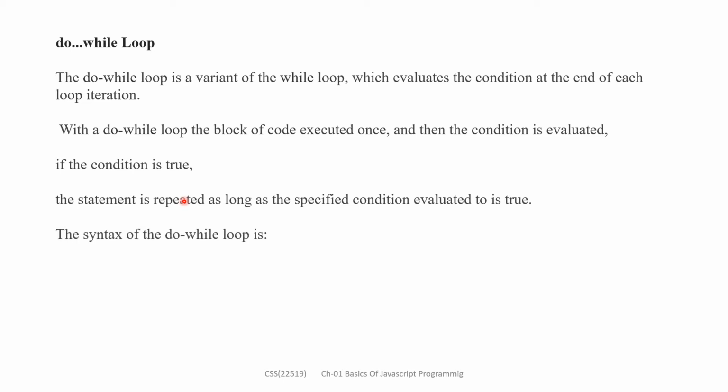The syntax of the do while loop is do, opening curly brace, code to be executed, and closing curly brace. Then while condition. Now we will see the program using the do while loop. Write a program to display even numbers less than 20 using a do while loop.